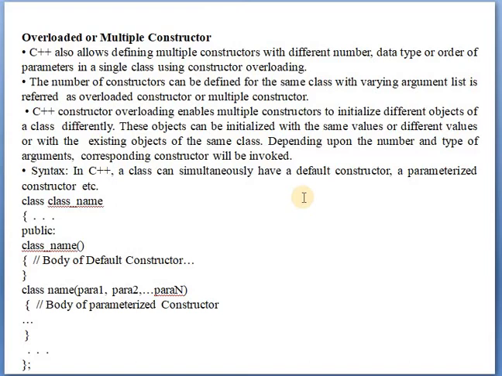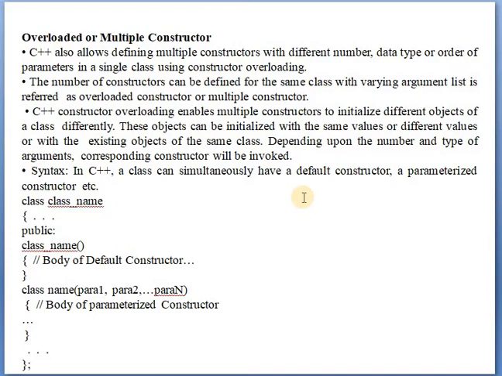So, overloaded or multiple constructors. C++ allows defining multiple constructors with different number, data type or order of parameters in a single class using constructor overloading. So what does overloaded constructor mean? In C++ we can define multiple constructors, but in the constructors we have to pass a different number of parameters.